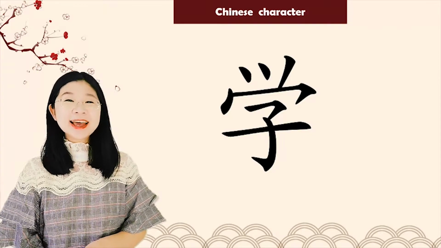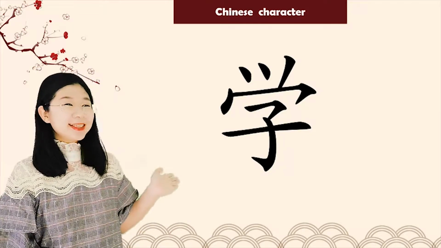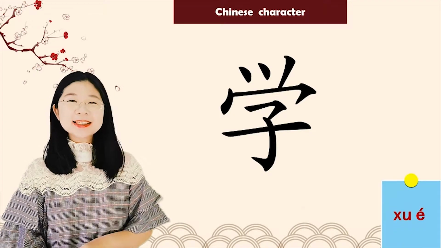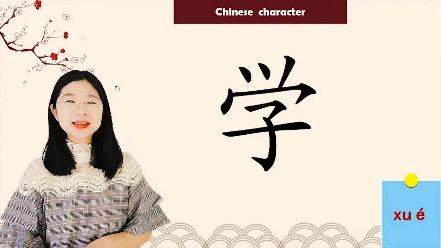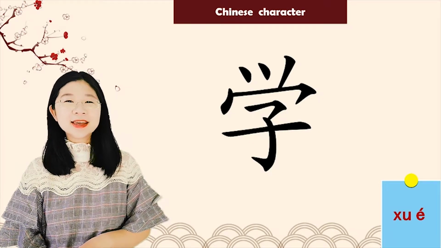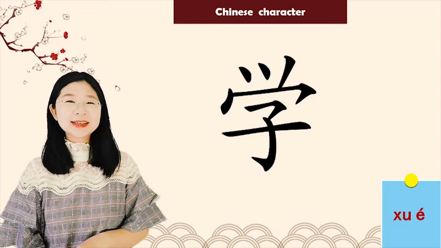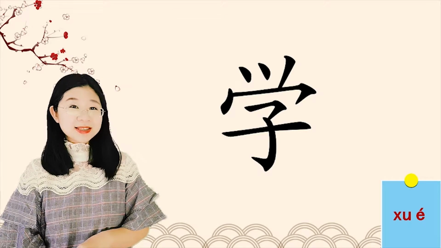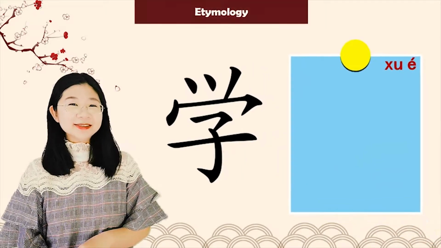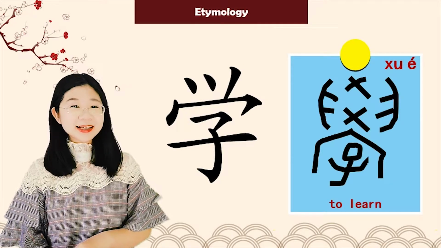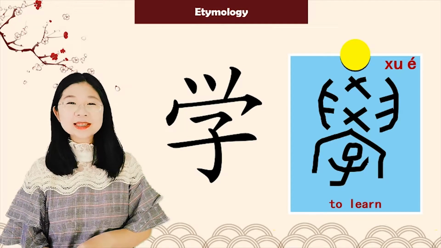I'm Dandan. Today we're going to learn this character. This is 学. Now let's see what this character was originally like. It's like this. It means to learn.